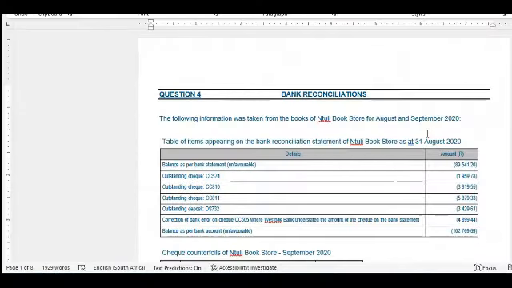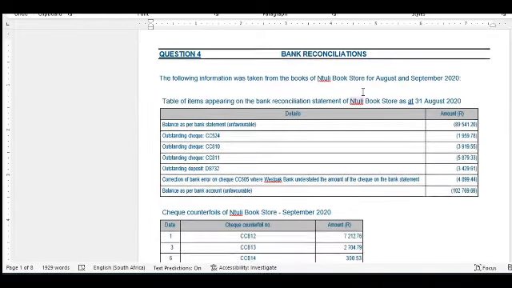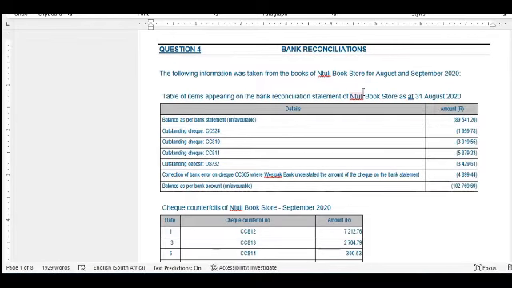So here we see that it says this is the bank reconciliation. The following information was taken from the books of Ntuli Bookstore for August and September 2020. And here, this is the way it starts. So they start by giving you the bank reconciliation of the previous month. And then it says we start with a balance as per the bank statement. It's unfavorable, therefore it's in brackets. And then all the checks that are outstanding are also unfavorable.